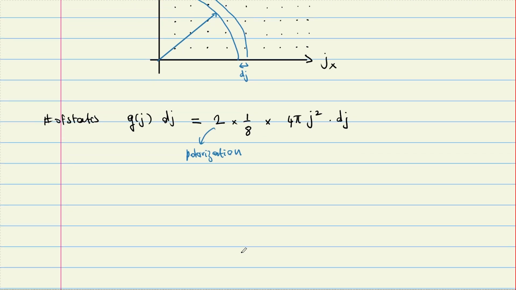But this is not what I want. I want to convert this. My variable is not j. My variable is either frequency or wavelength, and either one is fine, and they are connected by the usual formula: c is equal to lambda times nu. Okay, so how do I convert this?